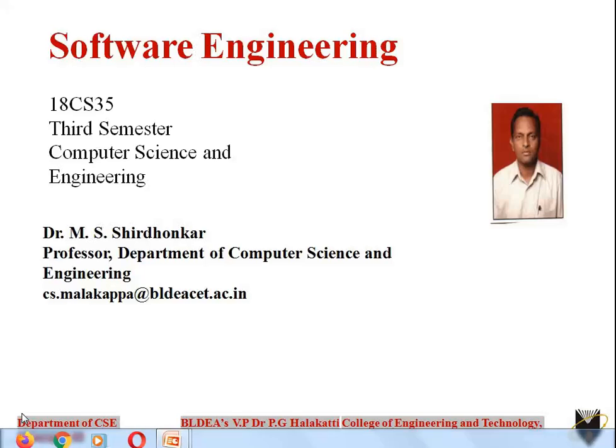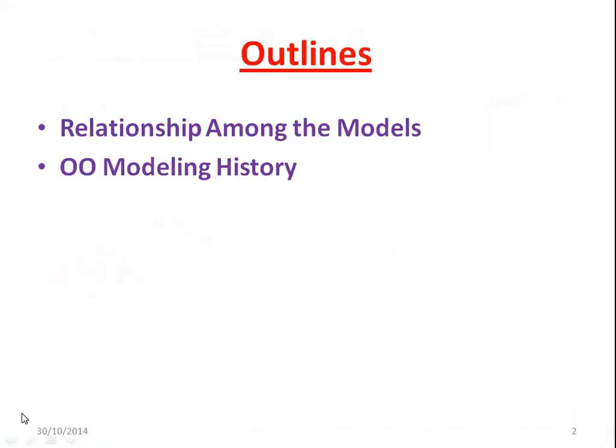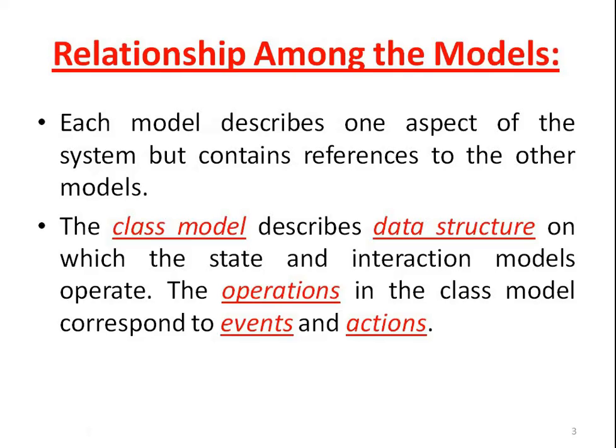Today's outline of the class is the relationship among the models. What are the relationships among the three models? That is the state model, class model, and interaction model. And the second point is object-oriented modeling history. The first is the relationship among the models.